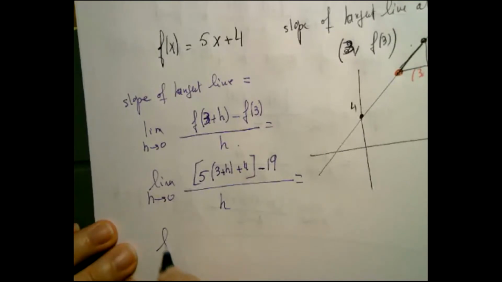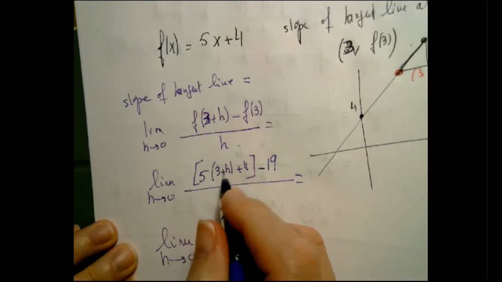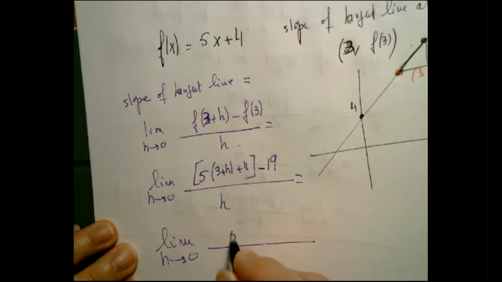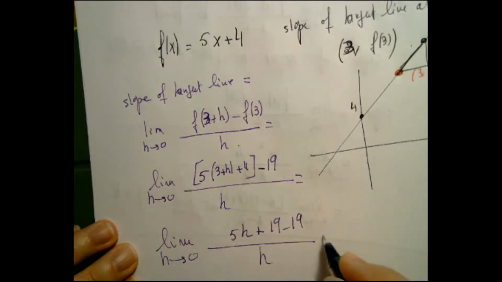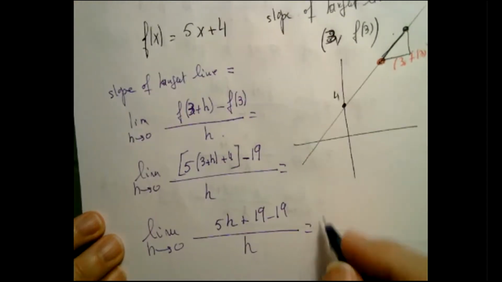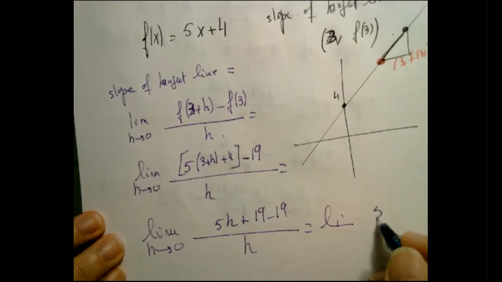As h goes to 0, of 5 times 3, 15, plus 5h, plus the 4, minus 19, over h. And that's the limit of 5h over h, which is actually 5.